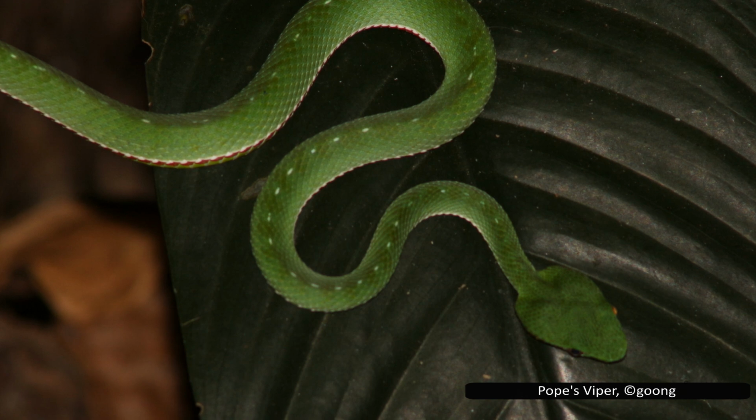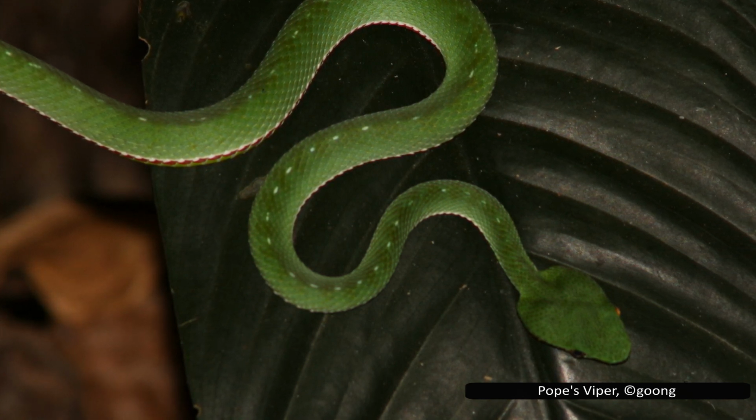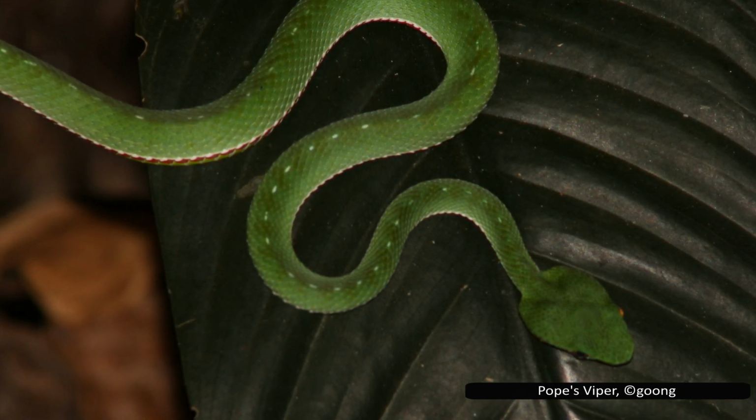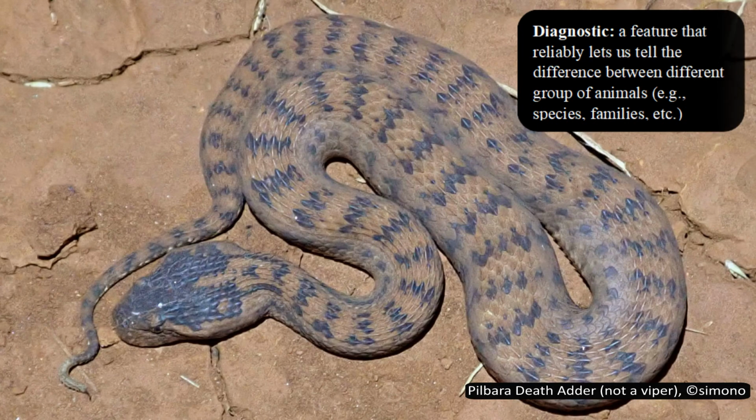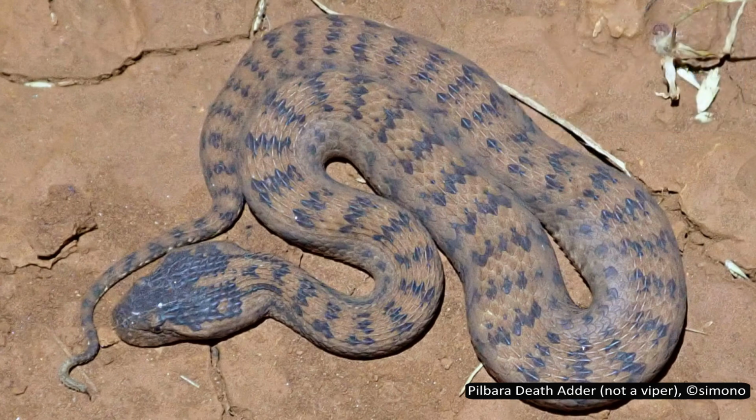This is caused by the position of their large venom glands on either side of their head. While this is a good general rule, it is not a diagnostic feature. That is, it is not a feature that should actually be used to identify a viper. For example, the death adder, one of the Australian elapids, also has a very triangular head. Of course, they are still highly venomous, so you should avoid getting too close to them, but the point here is that they are not vipers.